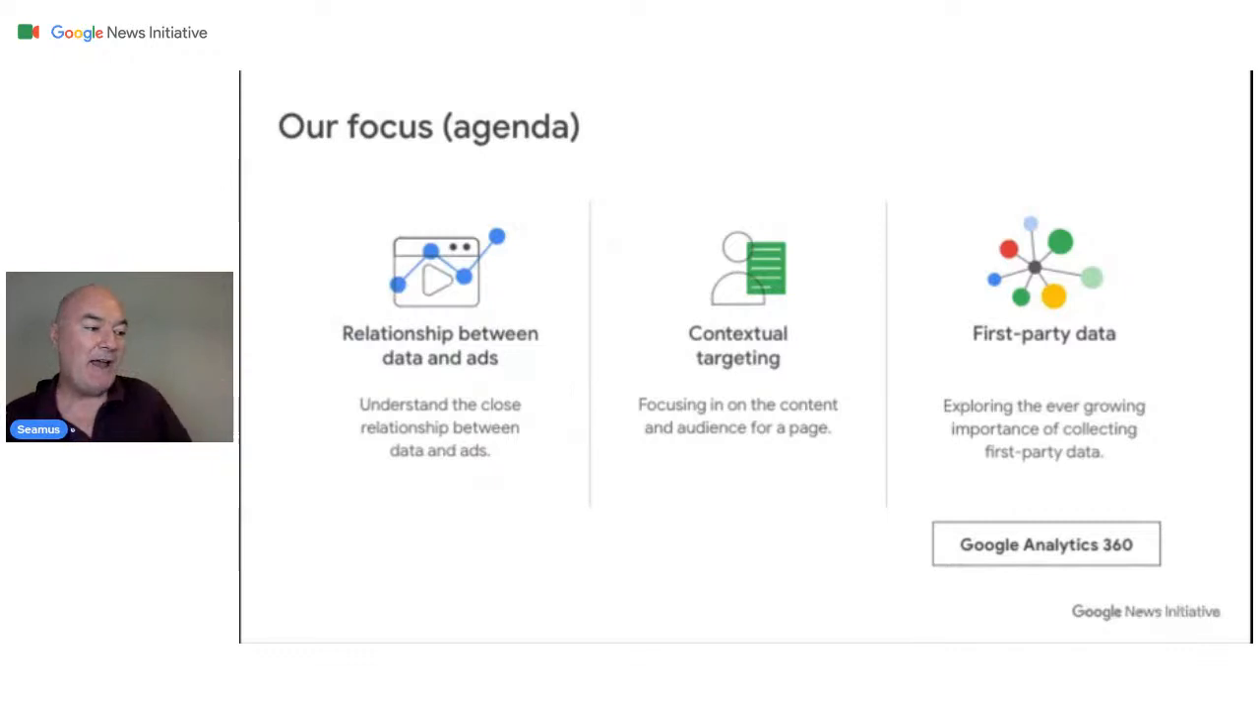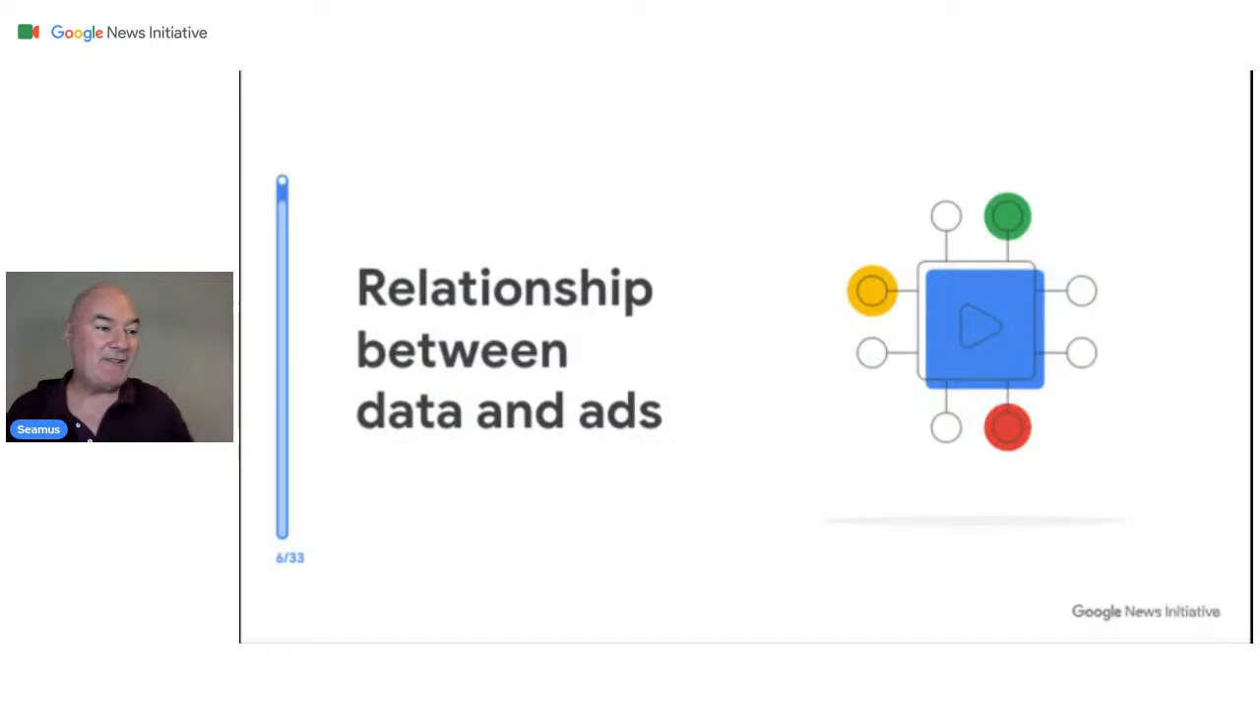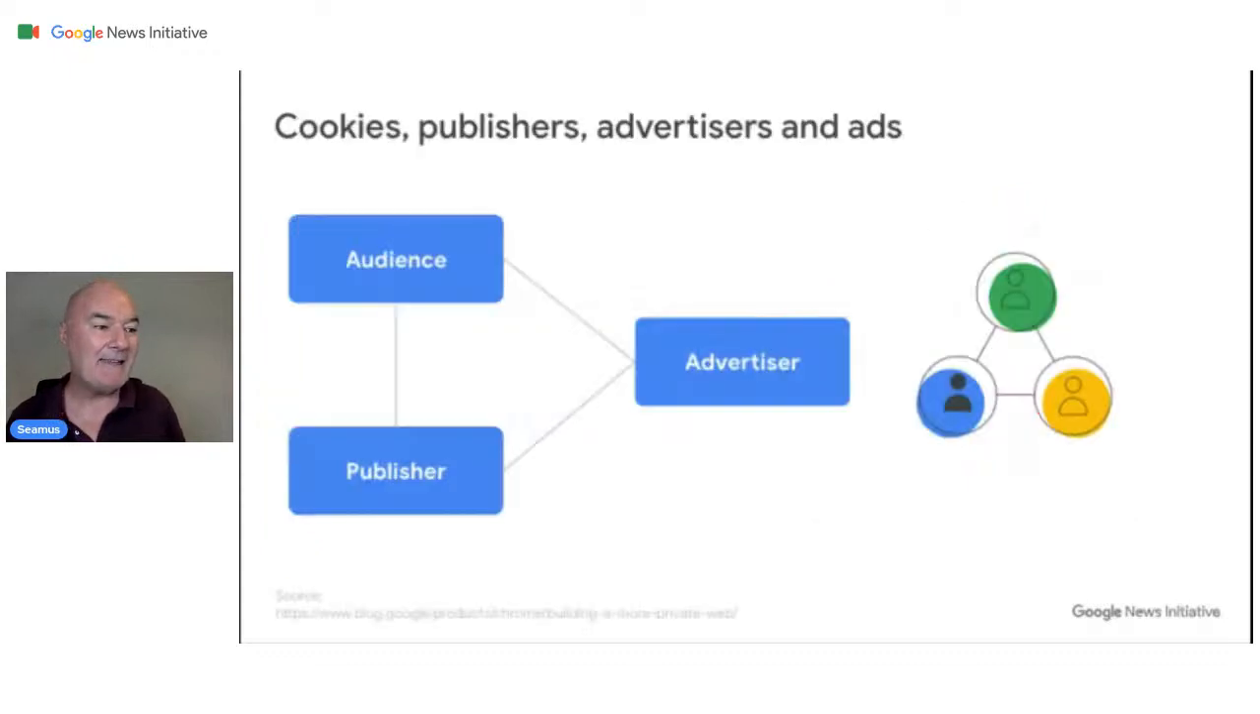So just looking at our strategy for our lesson today, we have three focus areas, as you can see there: the relationship between data and advertising, contextual targeting, and also first-party data. So those are our three focus areas today. We're going to drill down into a lot of that as the session goes on. So, well, let's jump straight in. Our first topic there, as you can see, the relationship between data and advertising.